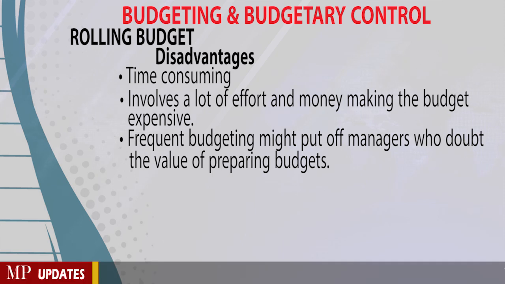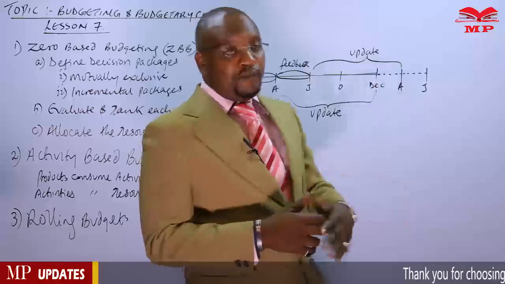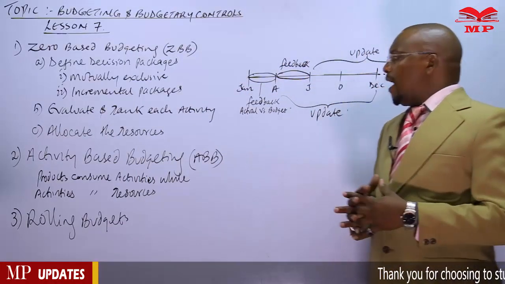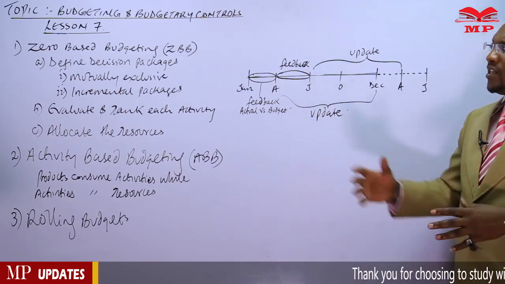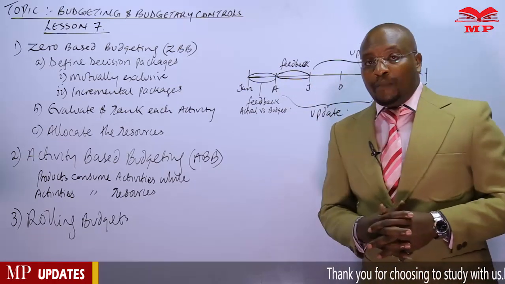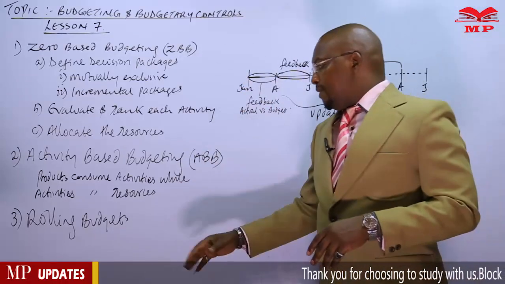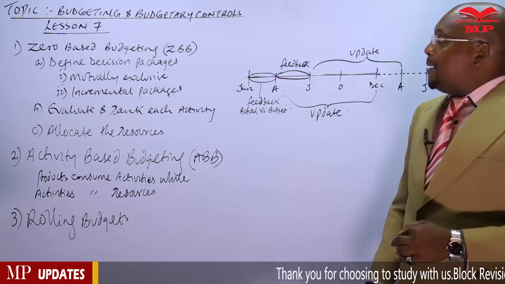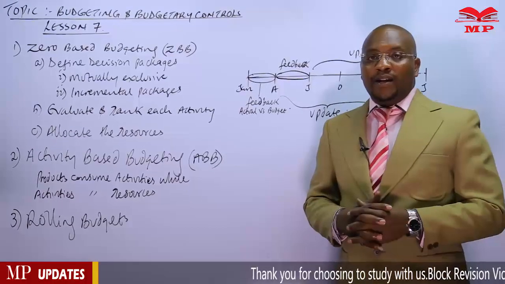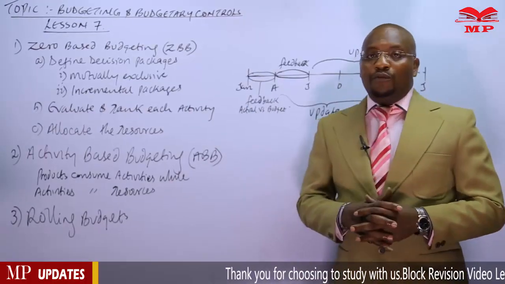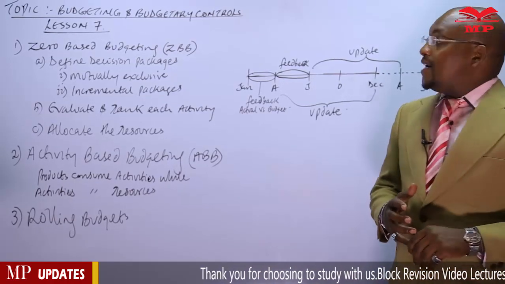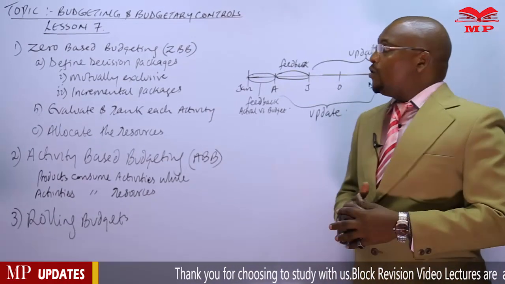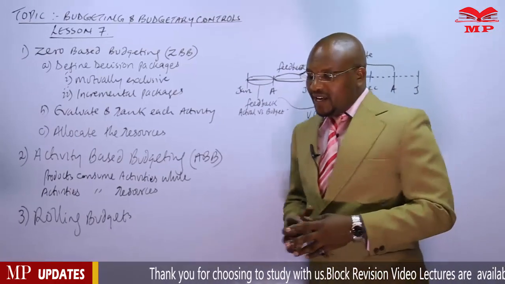And advantages are, like I've said, about updating the budget and having a good budget, which is more realistic, and also a budget already for a whole year, as you normally roll over this to the next period. So that is all about rolling budgets, and that's all about these other budgets or budgetary systems like ZBB, ABB, and rolling budget. So that's all about lesson 7, and we have come to the end of that topic, budgeting and budgetary controls. So we will go to the next topic, which is standard costing.